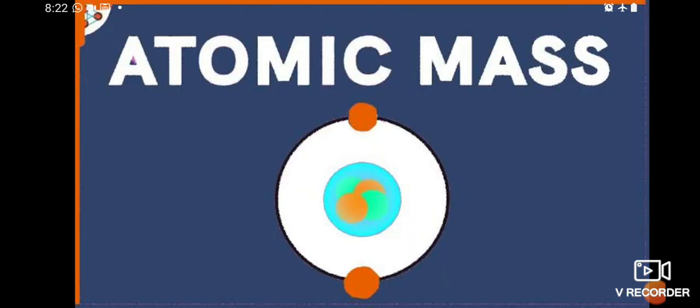Now our next topic is atomic mass. What is atomic mass? Are you able to find the mass of an atom? Or can we see the atom with our naked eye? No, it's impossible. We already discussed this in the previous class. An atom is the smallest particle, and we can't see it with our naked eye. Now, how do we find the mass of that particular atom? Let us discuss it.